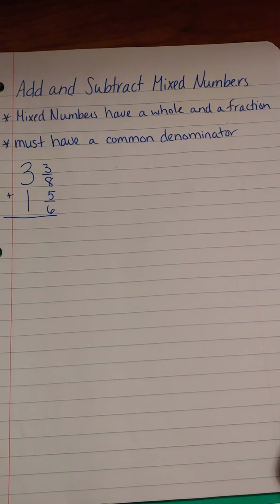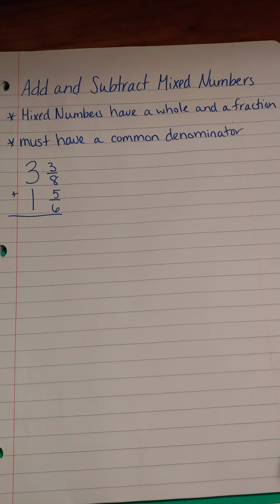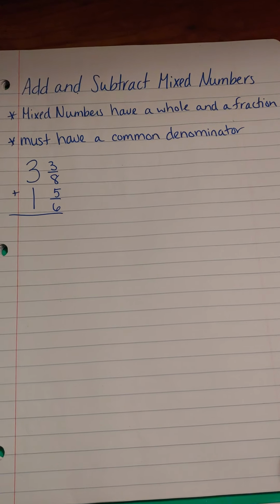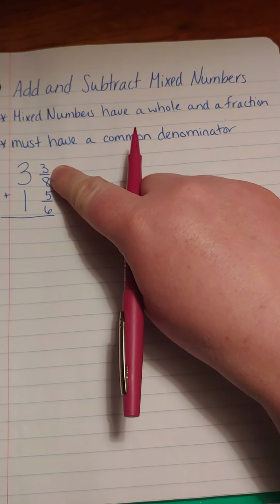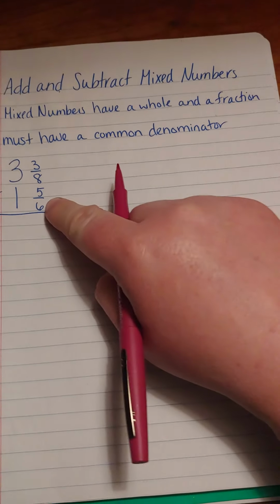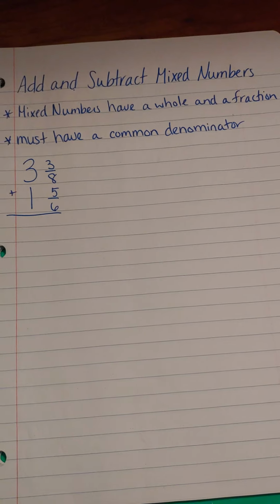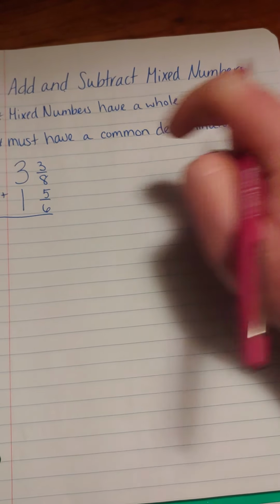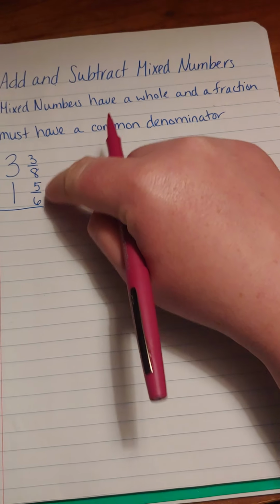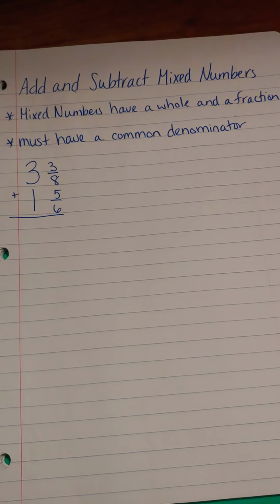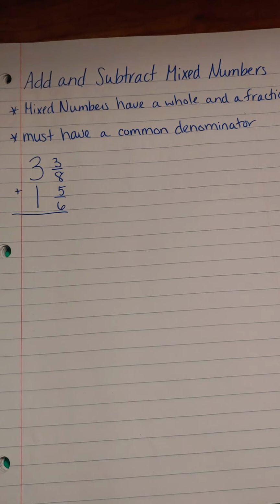Tonight I'm going to talk to you about adding and subtracting mixed numbers. The thing with mixed numbers is you have to know what a mixed number is to start. A mixed number has a whole and it has a fraction. We've got a couple of examples here, like 3 3/8 and 1 5/6. They have both a whole number, the 3 and the 1, and also a fractional part, like 3/8 and 5/6.